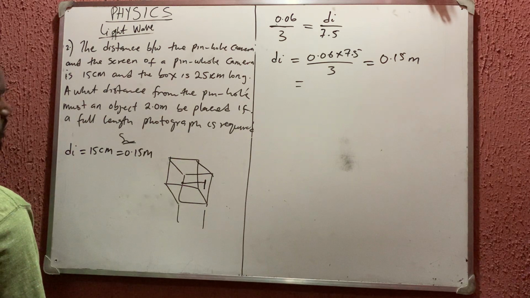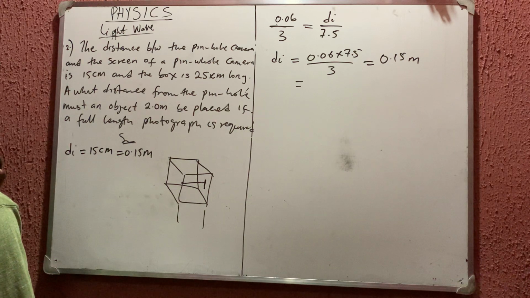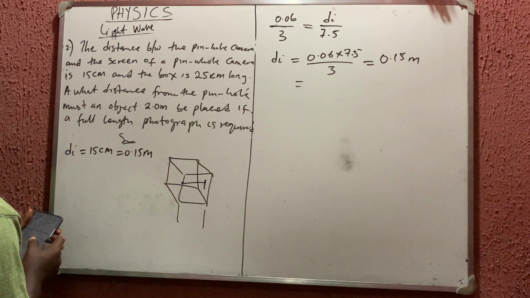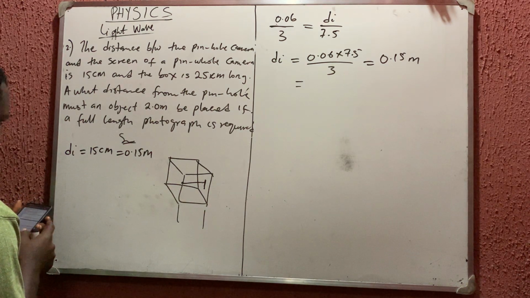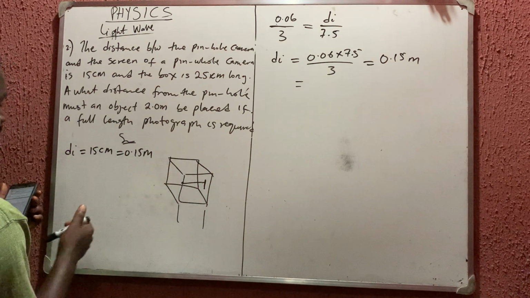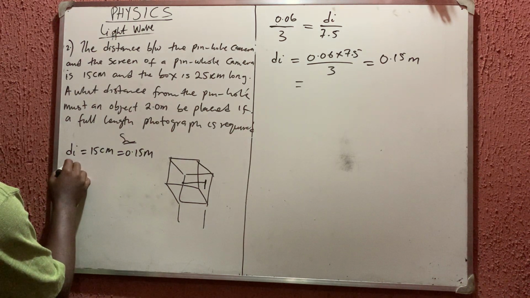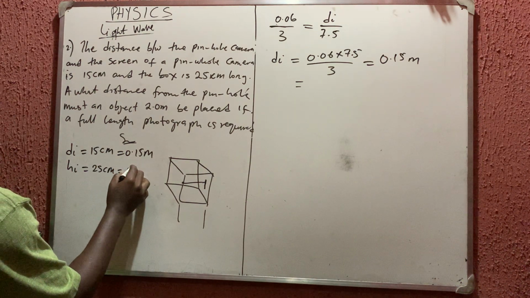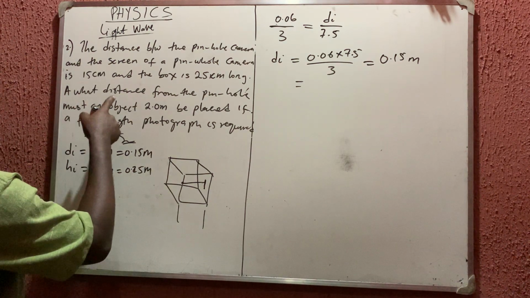It says that the box is 25 cm long. If the box is 25 cm, on that same screen, that is called the image height. So the height of our image is equal to 25 cm, which is 0.25 meters.